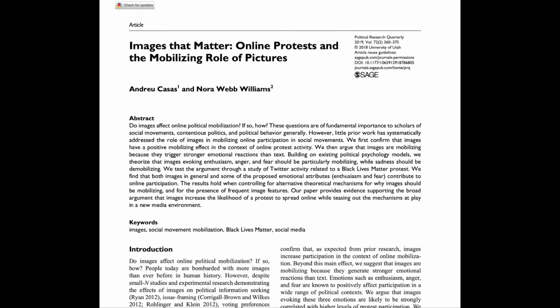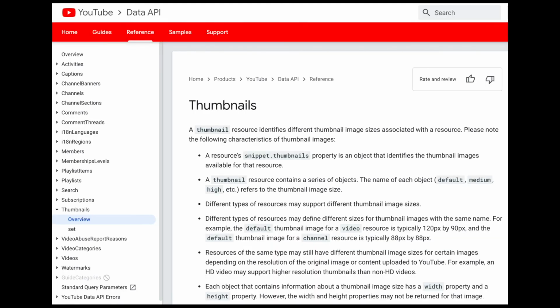And more recently, we've seen research from Andreu Casas and others looking at how images in general have a particularly high mobilization effect. So people are motivated by text to a certain degree, by the actions of their friends, but imagery also has a particularly strong role in mobilizing people to engage in protest.